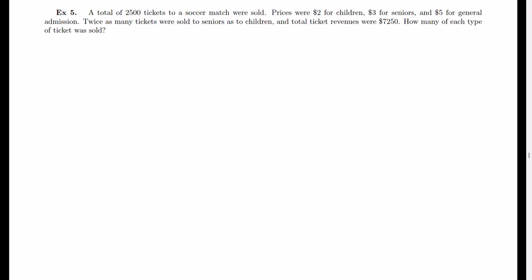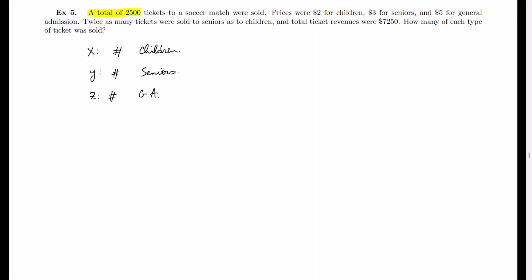So again, the best way to do this is to start by giving the missing quantities in this problem different names, and I'm going to use XYZ again. You can use ABC or any other letters or variables that you like. So X will be the number of tickets that were sold to children. Y will be the number of tickets that were sold to seniors. And Z will be the number of tickets that were sold for general admission.